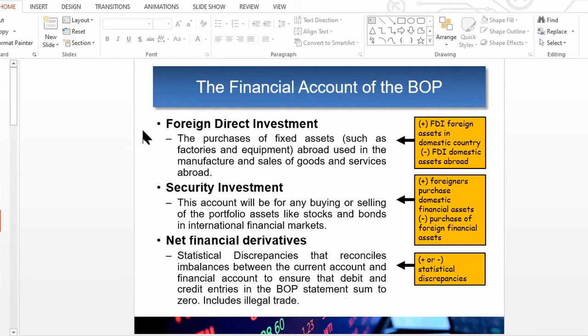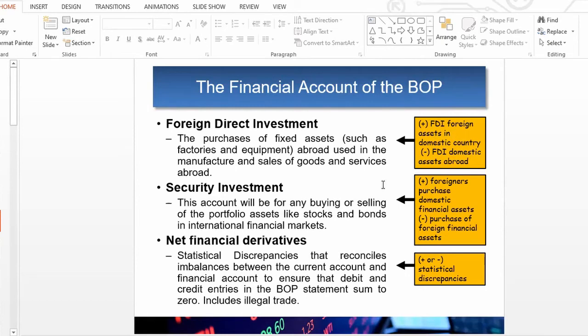Okay? So let's go and discuss the two that are most important, FDI. FDI, foreign direct investments, refer to physical investments. Purchases of fixed assets such as factories, equipment, land, buildings abroad used in the manufacture and sales of goods and services. So, it is a plus if a foreign entity buys land, a building, a factory in our country. Okay, so when they buy something in our country, they bring in their money. So that's money coming into our economy. So that's a plus.